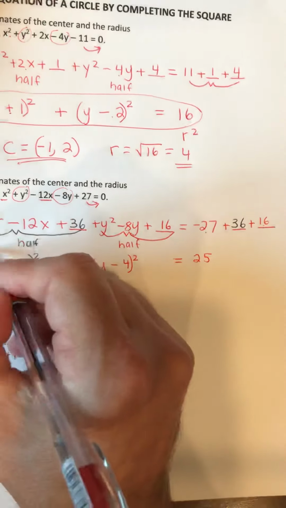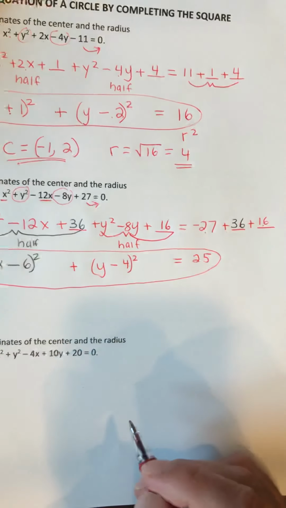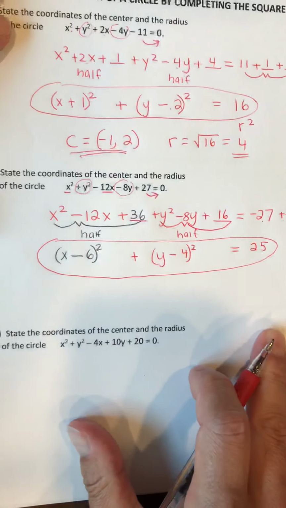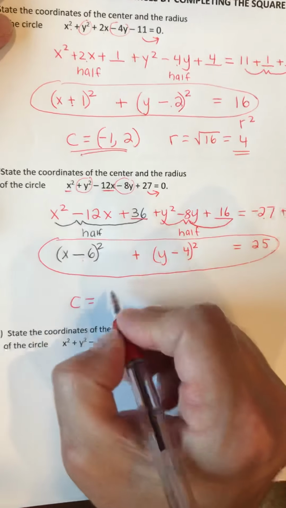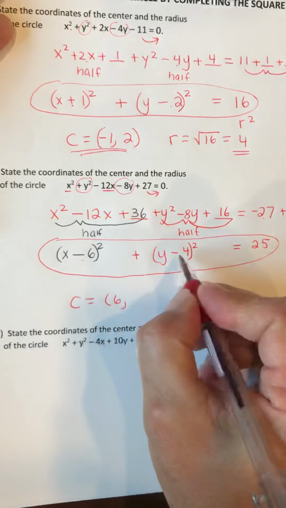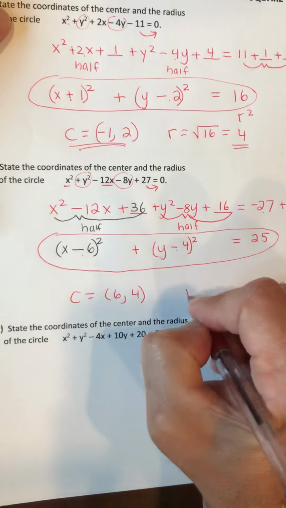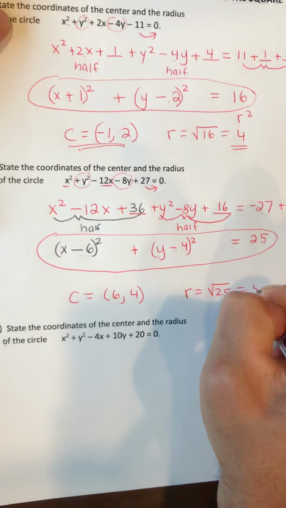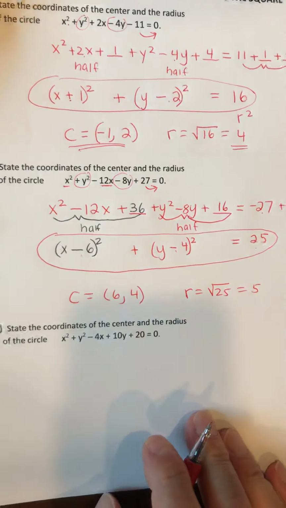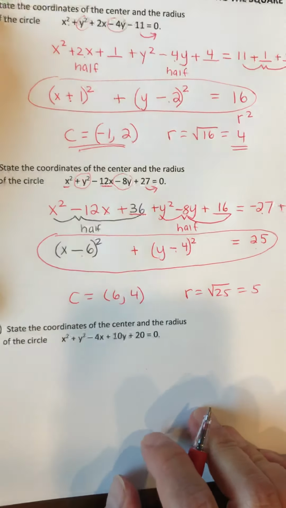All right? This is my equation now. So when they say, find the equation of the circle, this is it. Then using this, you could figure out the center. The opposite of minus 6 is plus 6. The opposite of minus 4 is plus 4. That's my center. And then my radius is the square root of this number, which is 5. All right? Pretty much this is what you're going to practice on this whole worksheet.